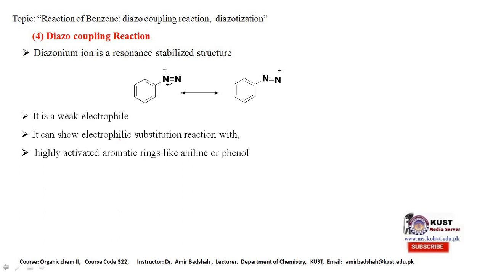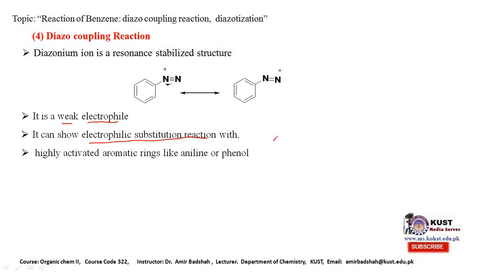So it mostly shows electrophilic substitution reaction. It means it is an electrophile, but the nature of the electrophile is very weak, so it shows electrophilic substitution reaction, but with those compounds in which the ring is highly activated. It means where there is more density of electrons. For example, like that of aniline.